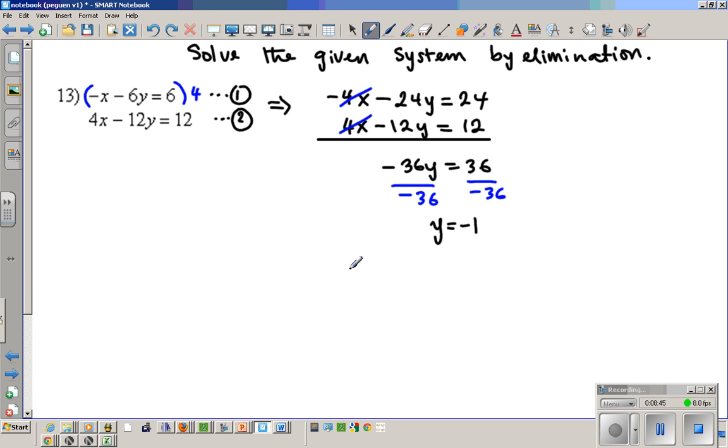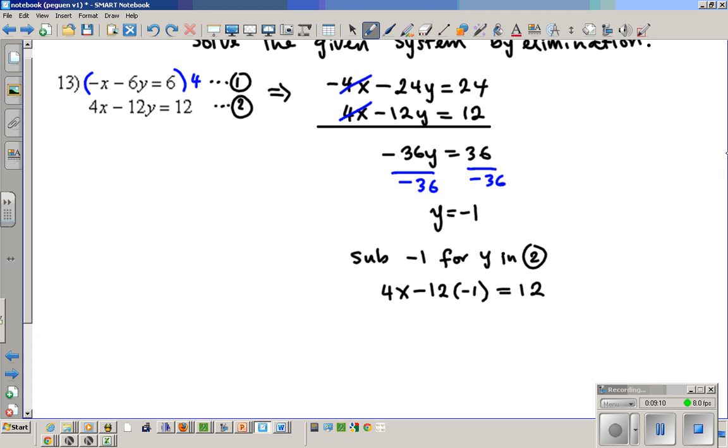So I'm going to substitute negative 1 for y in the second equation. So it's going to become 4x minus 12 times negative 1 equals 12. Alright, so we're going to solve this. When we solve this, we're going to have 4x plus 12 equals 12.